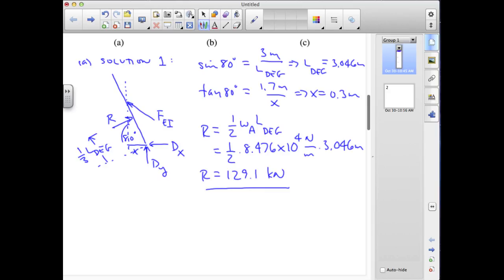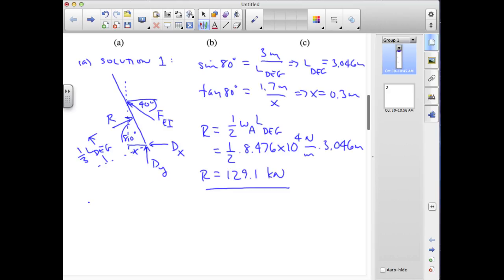Now we're again going to find the force in EI by taking moments about D. Note that in this case we will have contributions both from the horizontal and vertical components of EI. This angle here is 40 degrees. And the horizontal component will be exerting a counterclockwise or positive moment through a moment arm of 1.7 meters. The vertical component will be exerting a clockwise or negative moment through that distance x that we just calculated above.